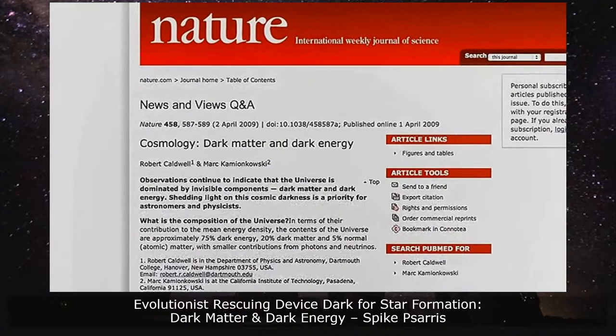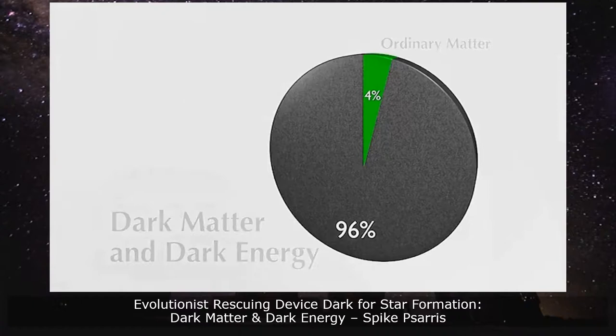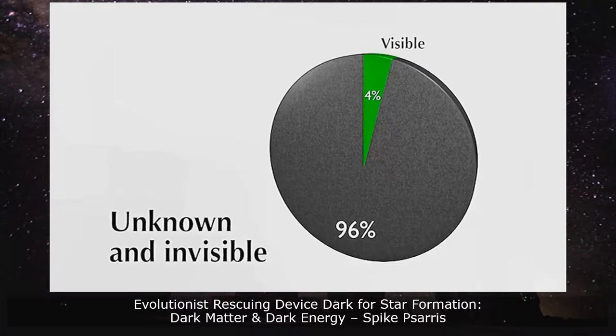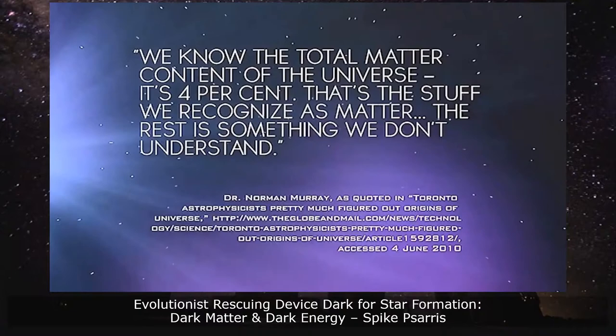So evolutionists also believe in something called dark energy. Together, dark matter and dark energy must be about 96% of the universe, or the Big Bang model can't work. But neither dark matter nor dark energy has a solid basis in physics. As the director of the Canadian Institute for Theoretical Astrophysics said, "We know the total matter content of the universe. It's 4%. That's the stuff we recognize as matter. The rest is something we don't understand."